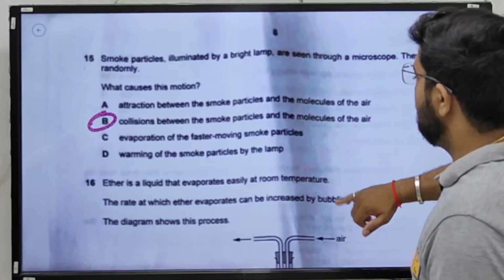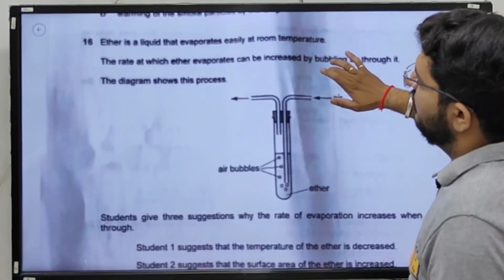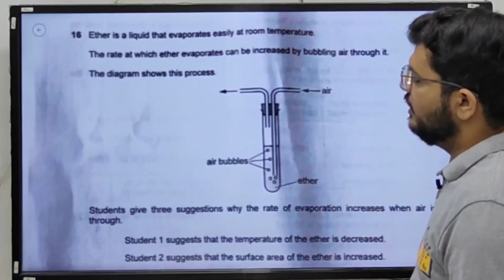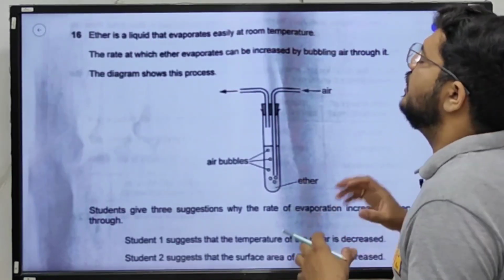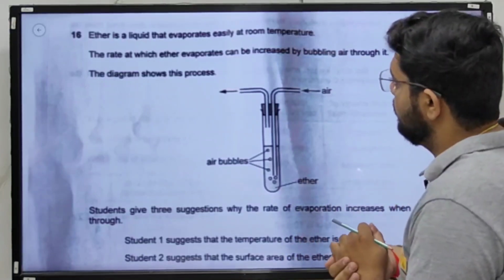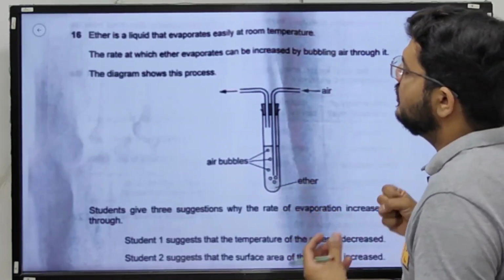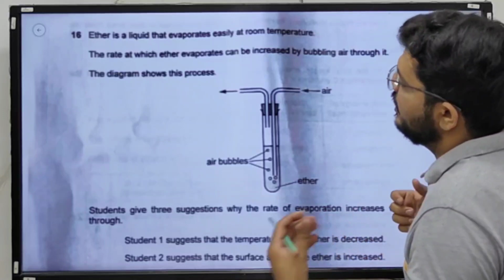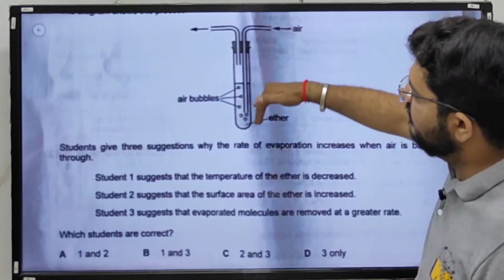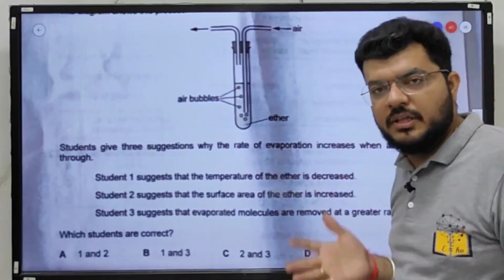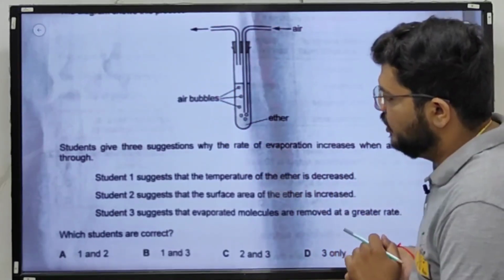This causes the illumination, right? This causes the random motion. Next question. Ether is a liquid that evaporates easily at room temperature. The rate at which ether evaporates can be increased by bubbling air through it. The diagram shows this process, okay? They are adding air, bubbling it through ether and hoping that more ether will get evaporated.